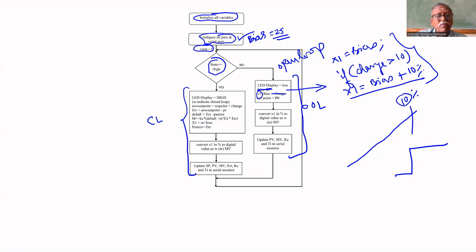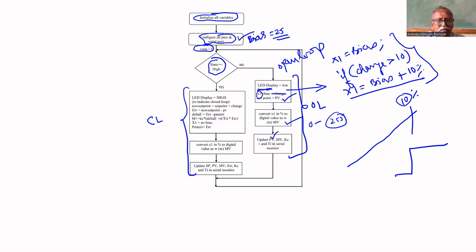Then set point equal to PV. Always we make set point equal to PV, because at any time we may change from manual mode to auto mode. While changing from manual mode to auto mode, the set point must be equal to PV. That's why this statement. Then X1, its value is in numbers, in the range 0 to 255, which has to be converted into percentage. That is the conversion statement. Then we display the values in the serial monitor.